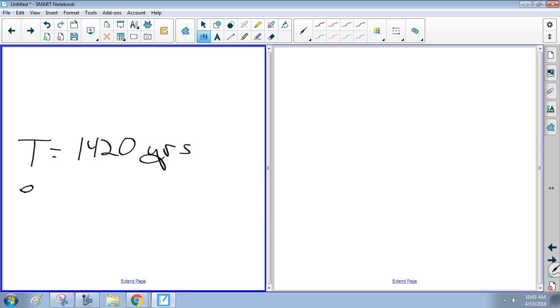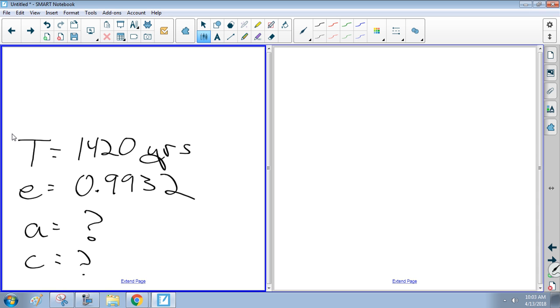All right, the eccentricity of the orbit is 0.9932. And the problem wants to know what the semi-major axis is, right? So we're looking for a. Okay, so what other thing do we need to know? Yeah, so we're probably going to need c at some point to answer this, would be my guess, right?